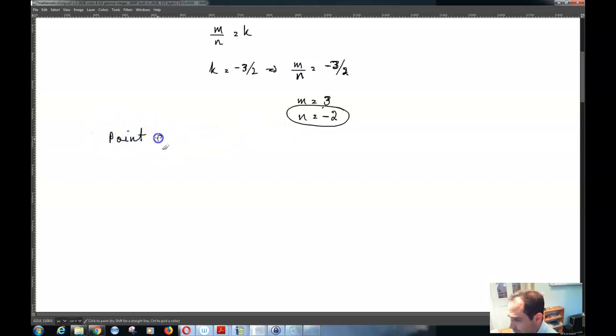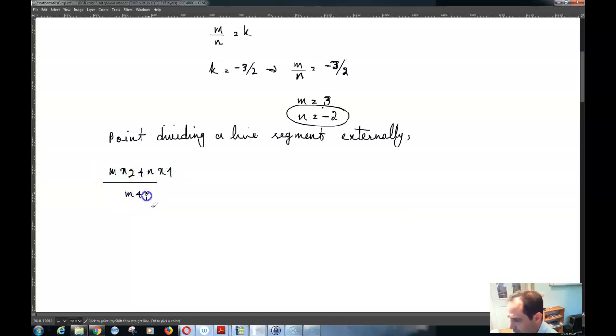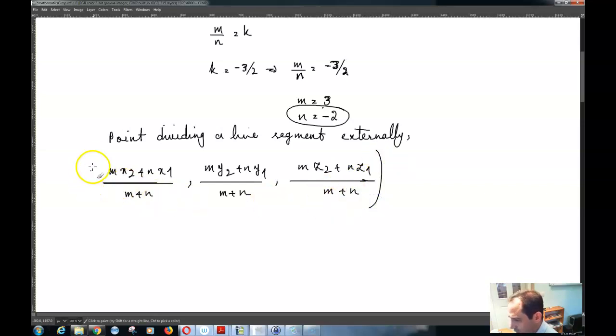A point dividing a line segment externally, for which we got this formula. Originally the coordinates of the point were m times x2 plus n times x1 over m plus n. This was the x coordinate. Then the y coordinate was m times y2 plus n times y1 over m plus n. And then we had m times z2 plus n times z1 over m plus n. We had this for the coordinates of the point dividing the line internally. This was internal.